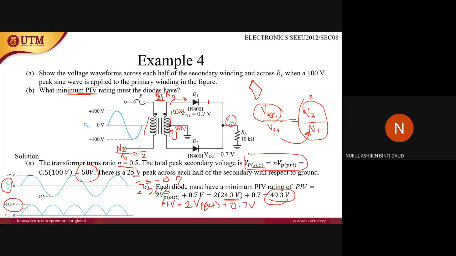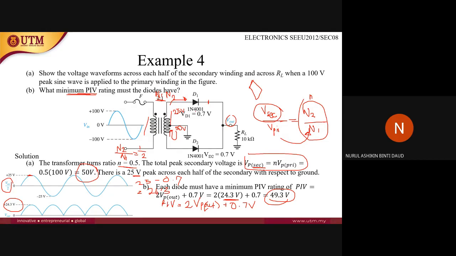Okay. So I hope this also will not have any problems here for you. So first of all, if you want to solve this kind of questions, please identify first which type of operation of the circuit. Either it is center tap or it is bridge, because each of them has a different formula, right?